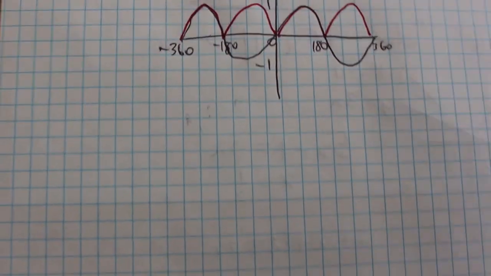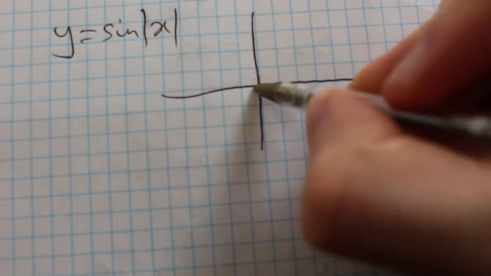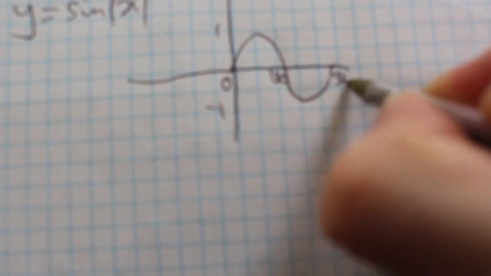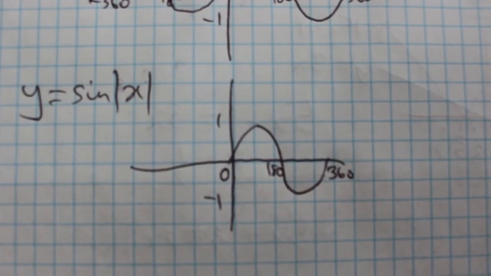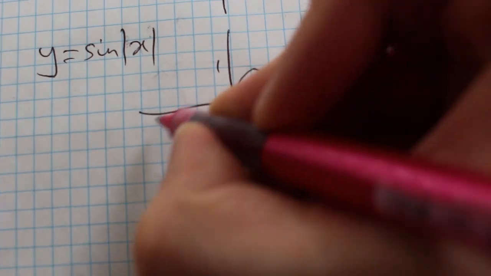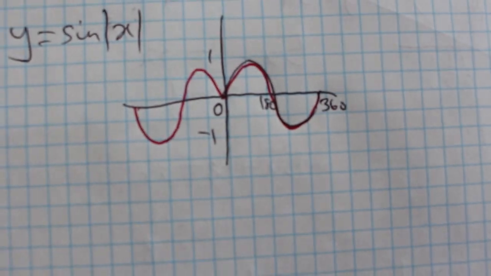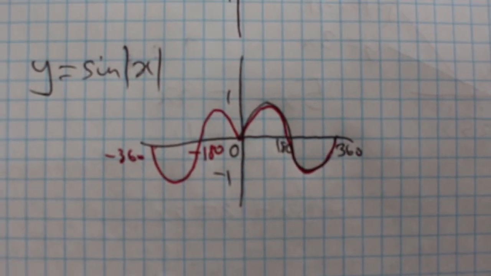And now we want to draw y equals sine of the modulus of x. How would we do that? Well, again, we take the positive part of the graph, which looks like this, and we reflect that in the y-axis. So we get something that looks like this, where this is -360 and this is -180 here. And that's the answer.